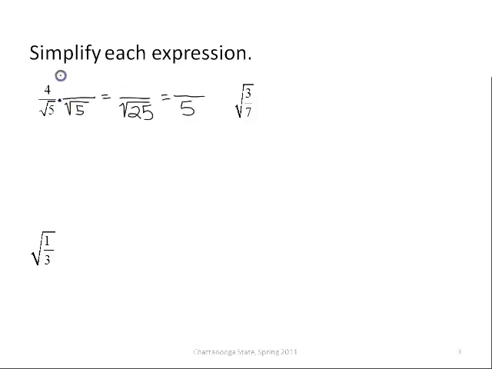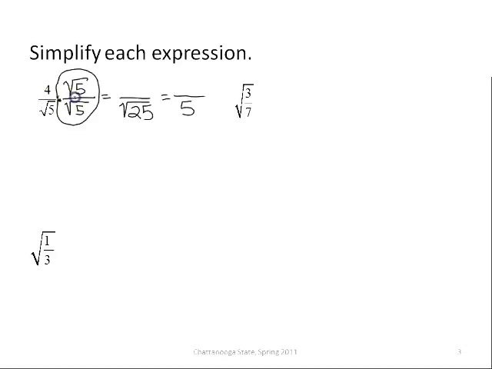But so that we don't change the value of what we start with, if we multiply the bottom part by the square root of 5, we also have to multiply the numerator by the square root of 5. Because the square root of 5 over the square root of 5 is 1. And anytime you multiply an expression by 1, you're not changing the value of that expression. So that's the why part.